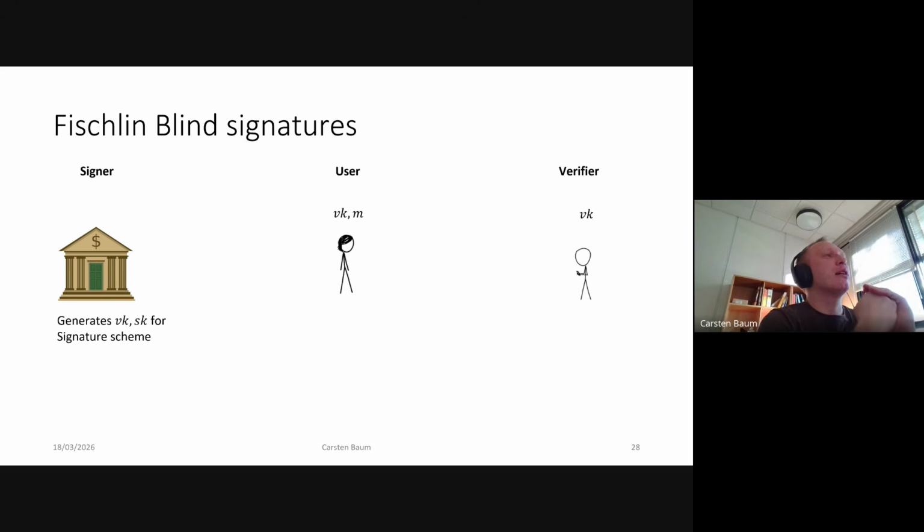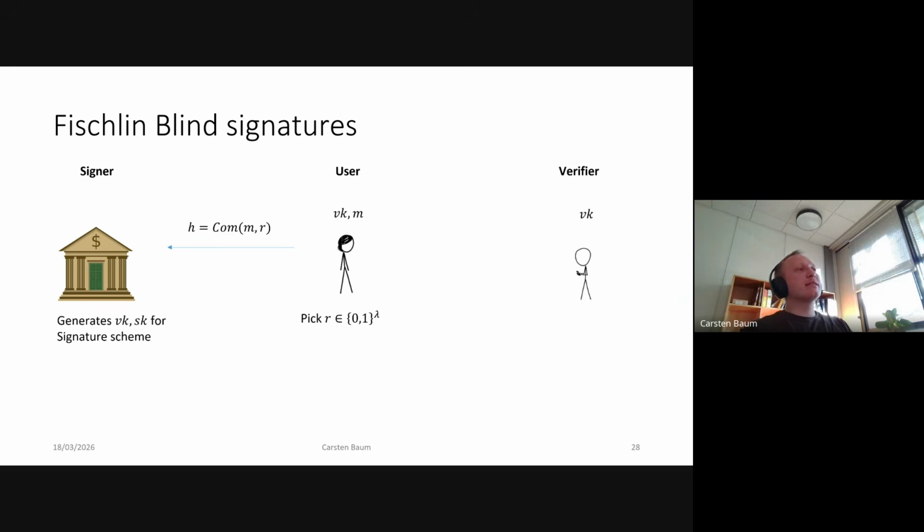The way blind signatures can be built, there's a well-known construction due to Marc Fischlin from around 20 years ago. How does that work? Well, you have your signing key and verification key, same setup as before. The verification key is known by anybody out there. The user, what does the user do? It hashes or commits to the message together with some randomness and sends the commitment to the signer. It can just be like a hash of the message padded with some randomness.